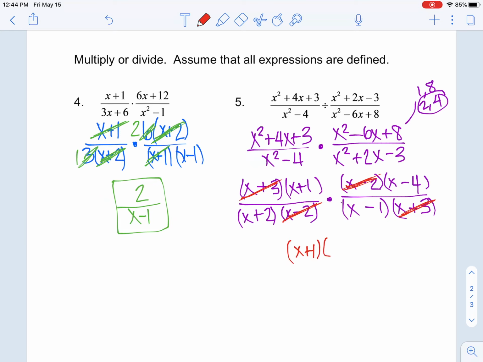So on top we are left with x plus 1 times x minus 4. On the bottom we have x plus 2 times x minus 1. Now remember, you do not need to distribute this out. You can, that wouldn't be incorrect, but you just don't need to take that extra step of work. So this would be your final answer.